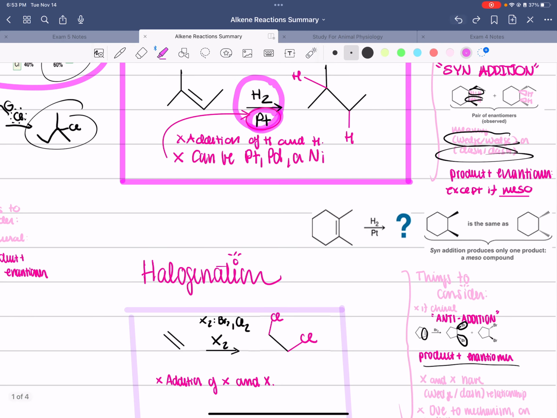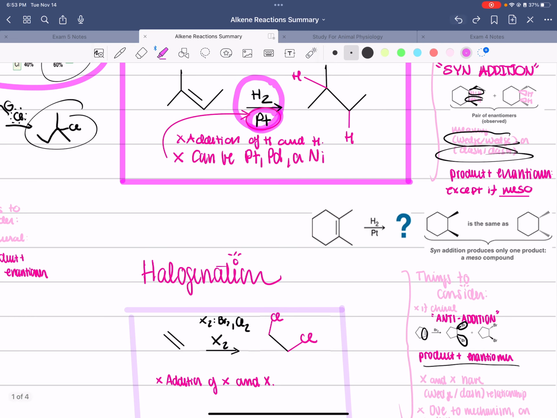So some things to consider for this reaction is that if it's chiral, we're gonna do an anti-addition, which means that we're gonna add our OH and our X or our halogen, and they're gonna have a wedge and dash relationship. As you can see here, we add an OH and then our halogen, and they have a wedge and dash relationship. So there's no wedge or dash, it's a wedge and dash. And again, we can get product plus enantiomer.